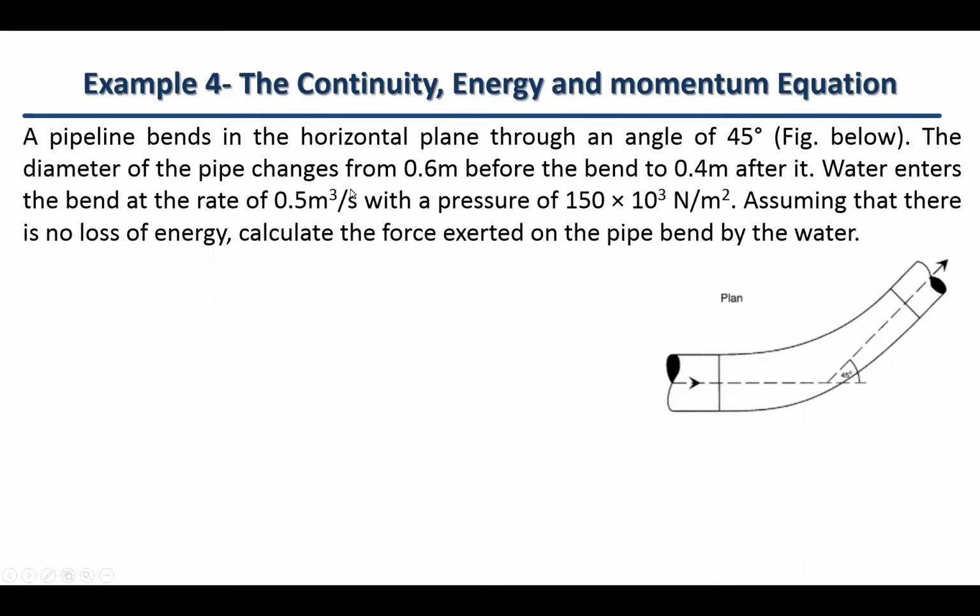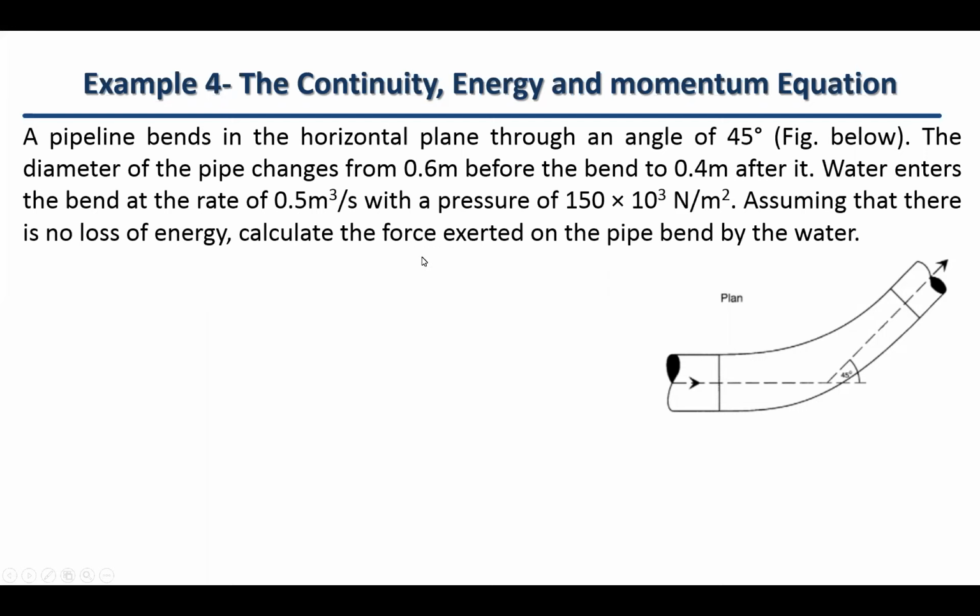The diameter changes from 0.6 before the bend to 0.4 after it. So it's just reducing from 60 centimeters to 40 centimeters. Water enters the bend at the rate of 0.5 cubic meters per second. The flow discharge throughout the pipeline is fixed, half a cubic meter per second, with a pressure of 150,000 newtons per square meter. Assuming that there's no energy head loss.